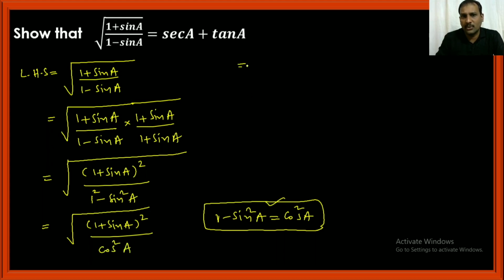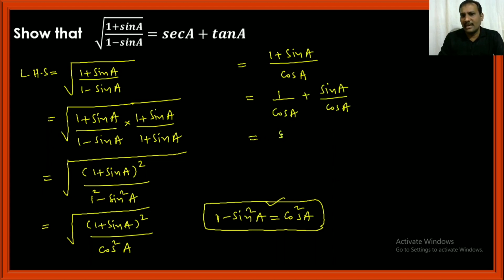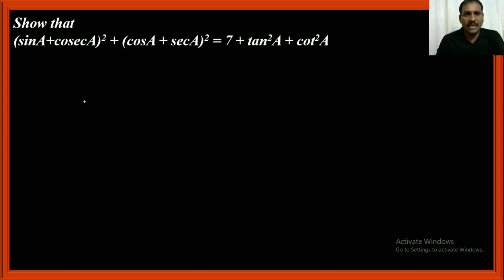Now remove the square root. So the numerator will become 1 plus sin a, by the denominator cos a. So that is equal to, now separate the numerator, 1 by cos a plus sin a by cos a. So we are separating the two terms in the numerator. 1 by cos a is secant a and sin a by cos a is tan a, which is equal to RHS of our problem.